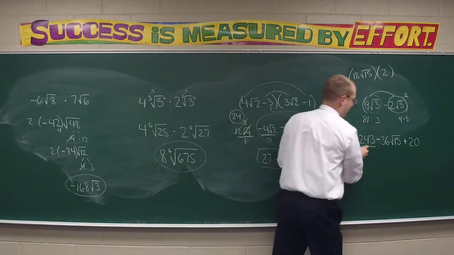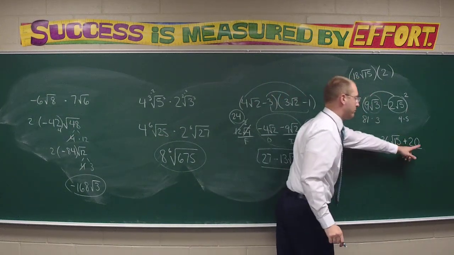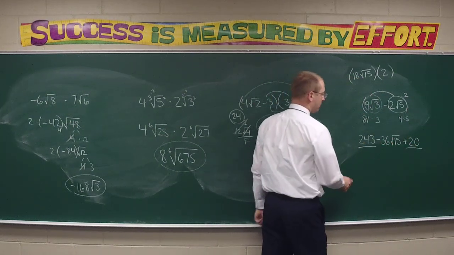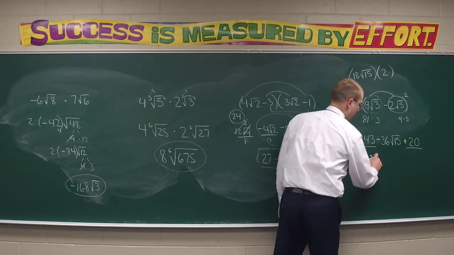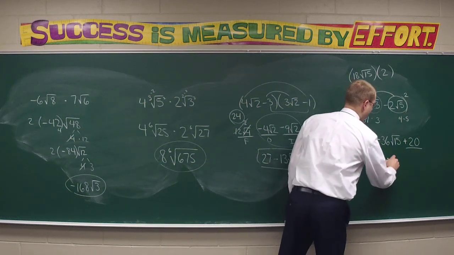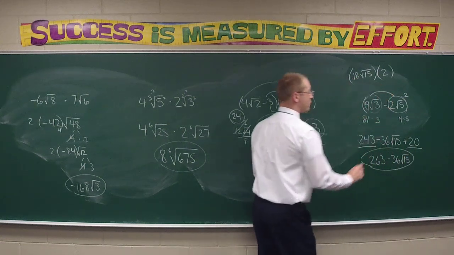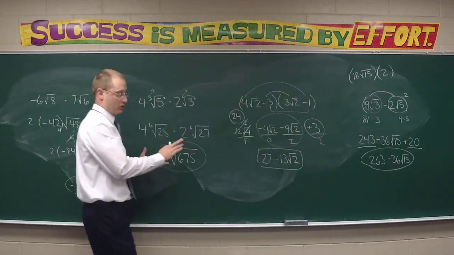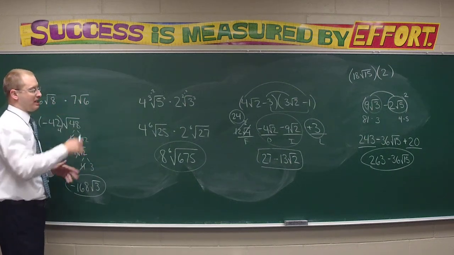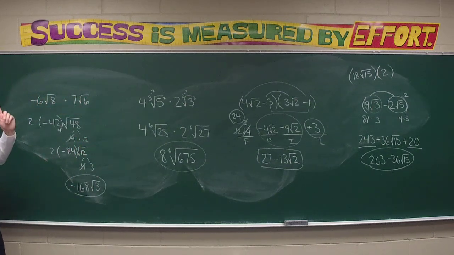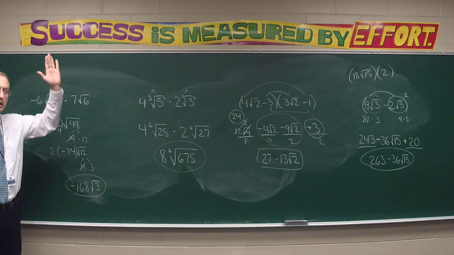And then for a last step, we'll combine these two rational values to get, Michael, 263. And then we'll have the negative 36 times the square root of 15. Again, if you were to FOIL it, you'd have gotten the same answer, right? Just 4 steps written out, and that's perfectly fine as well. How many got that answer on the last one? Okay, only a couple of you.